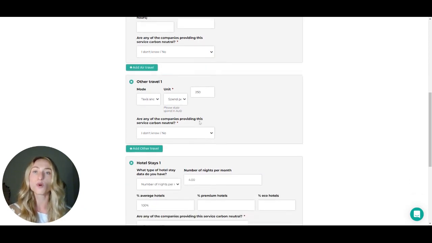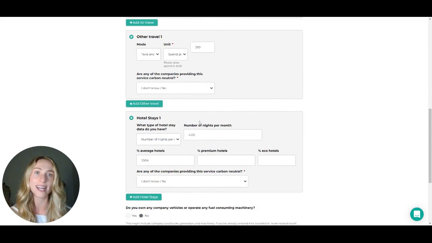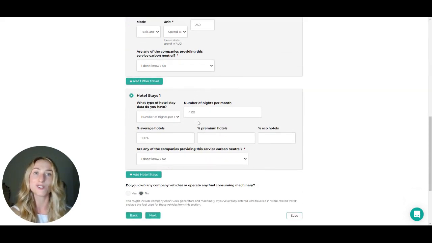And lastly, we'll record any business accommodation. This data can be provided by inputting the number of nights booked. We then ask you to specify the percent of nights that were spent in an average hotel versus premium or eco. Each type of hotel has a different associated emissions factor.